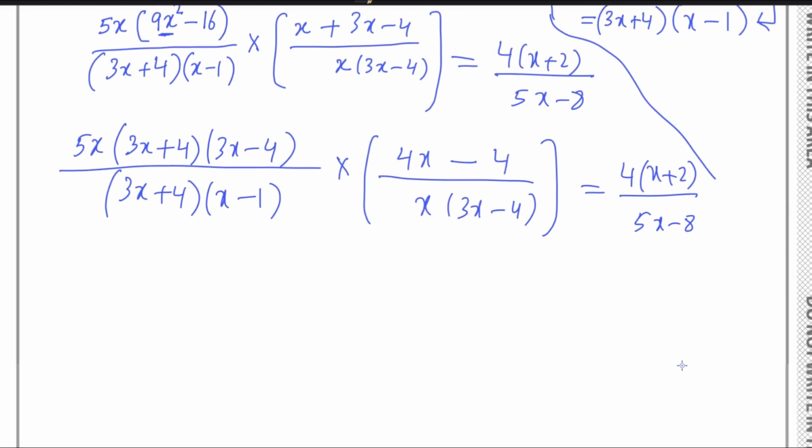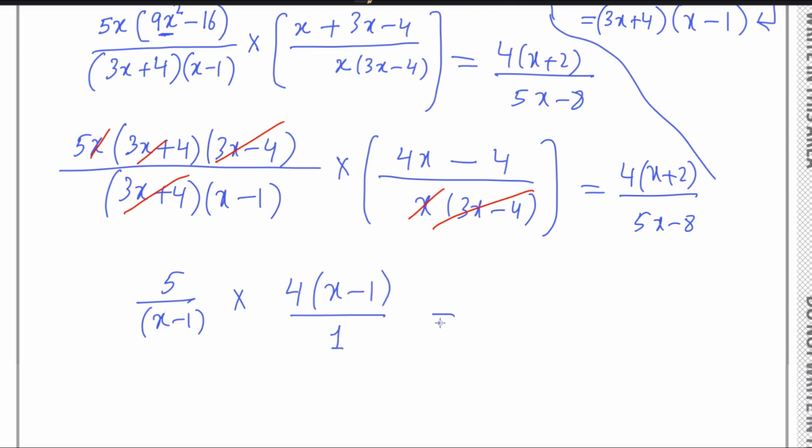Now you can cancel out some numbers. Denominator and numerator could be cancelled out. This 3x + 4 could be cancelled with this one. And this 3x − 4 can be cancelled with that one. And this x will be cancelled with this one. We have 5 over (x − 1) multiplied by the numerator, from which we can take out common 4, so it will be 4(x − 1). The denominator is 1, equals 4(x + 2) divided by (5x − 8). Hopefully you understand this step as well.